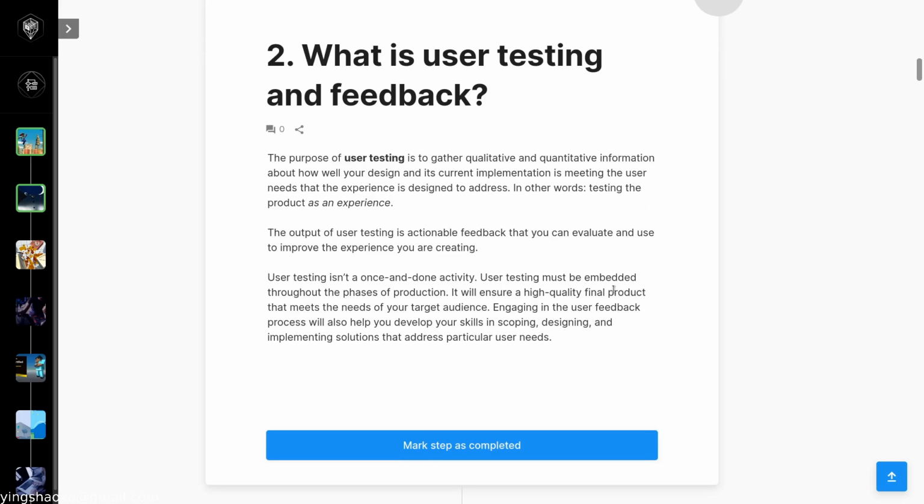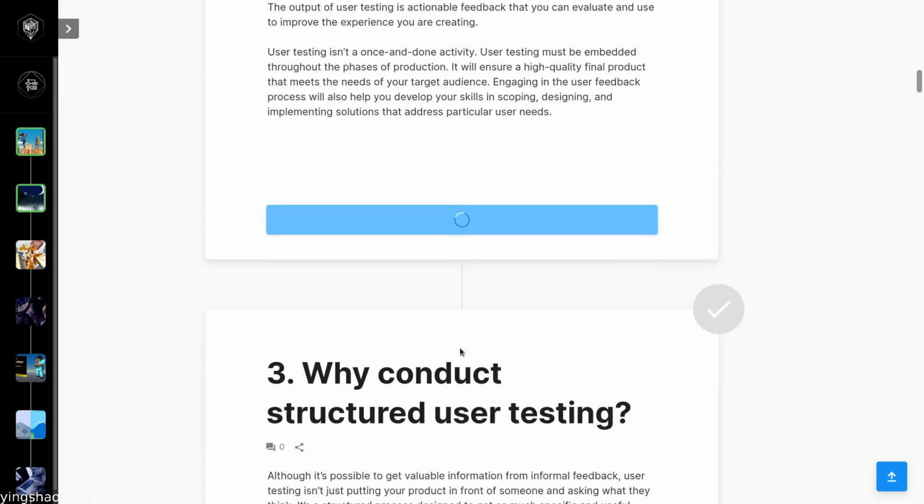User testing must be embedded throughout the phases of production. It will ensure a high-quality final product that meets the needs of your target audience. Engaging in the user feedback process will also help you develop your skills in scoping, designing, and implementing solutions that address particular user needs.